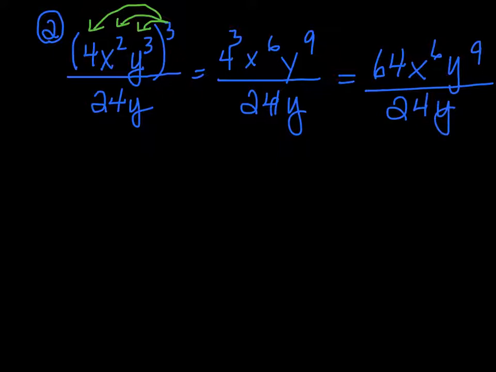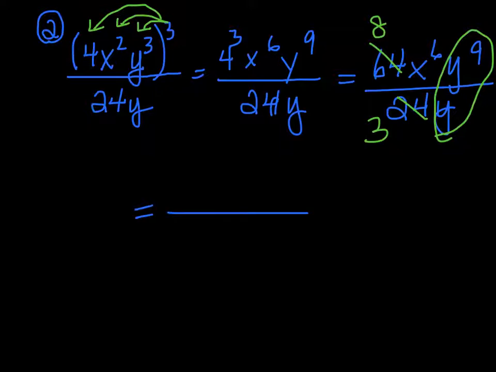So let's see what else we can simplify here. I see that 64 and 24 both have a factor of 8. So I'm going to divide by 8, and that will give me an 8 up here. And if I divide by 8 in the denominator, I'll have a 3. Now I also notice right here that I have a y to the 9th, and in the denominator I have y to the 1st. So remember, when you have division, you can subtract your exponents. So let's just go one extra step here. Let's put that 8, and let's put that 3.